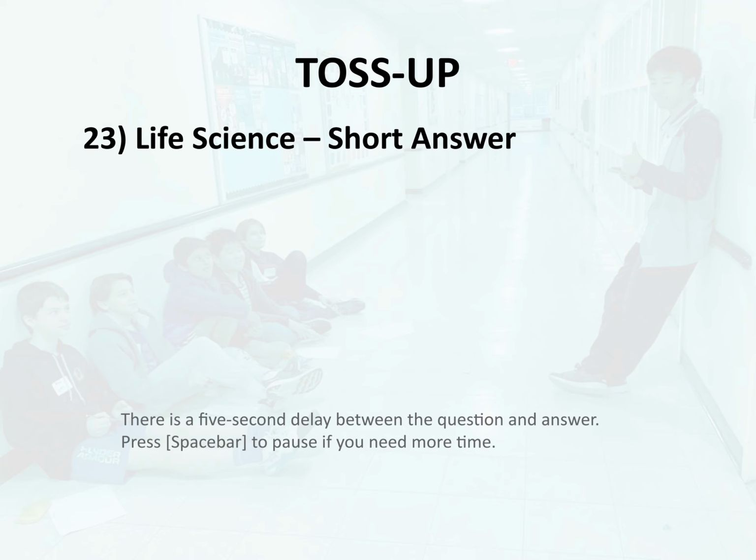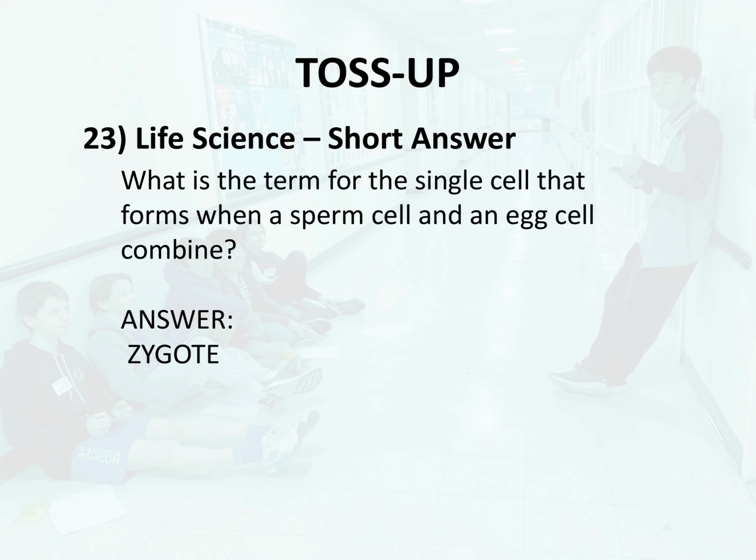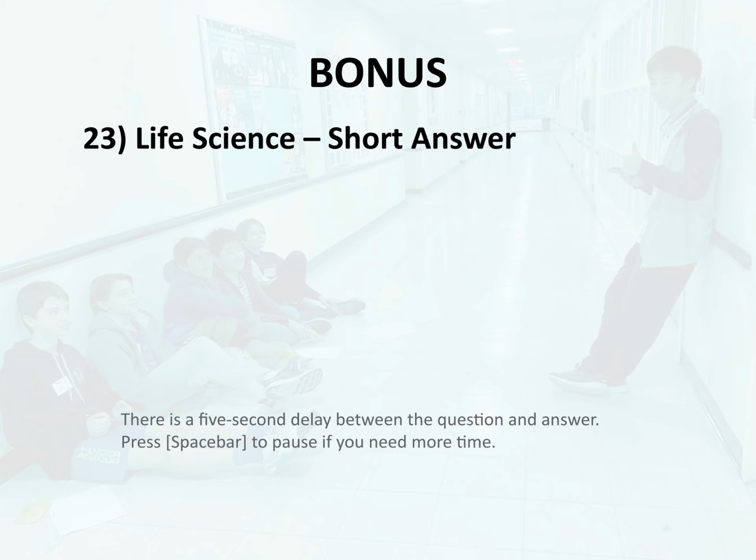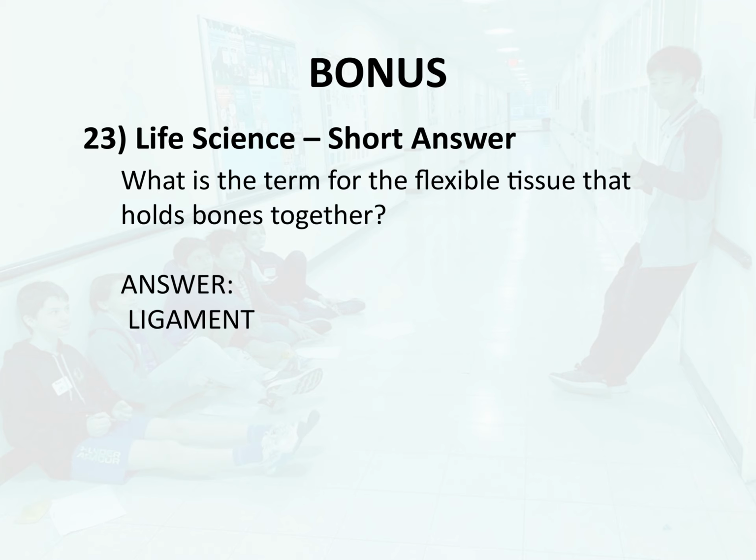Toss-up 23. Life science, short answer. What is the term for the single cell that forms when a sperm cell and an egg cell combine? Answer: zygote. Bonus 23. Life science, short answer. What is the term for the flexible tissue that holds bones together? Answer: ligament.